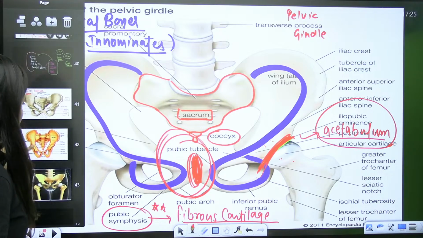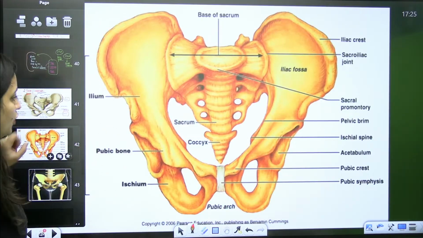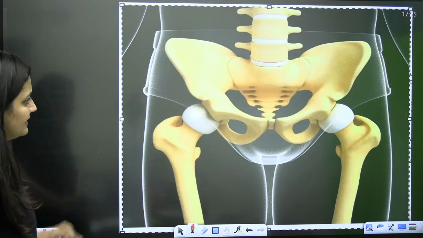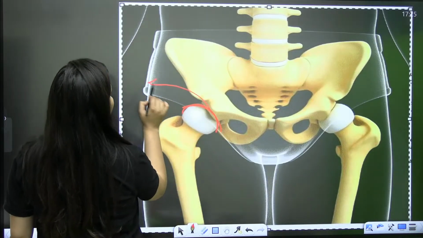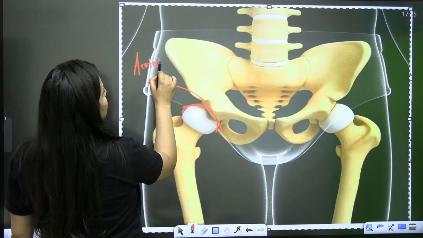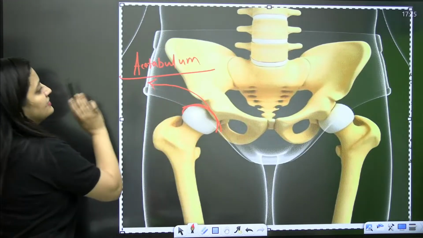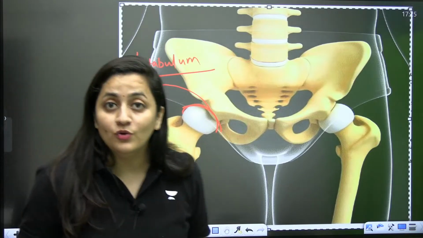So this is about the pelvic girdle. Just have a look. See this, the femur is articulating with the pelvic girdle, and here what do you have? Acetabulum. Fine. So this is all about the skeletal system, all about the bones here.